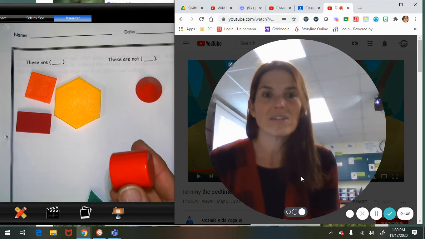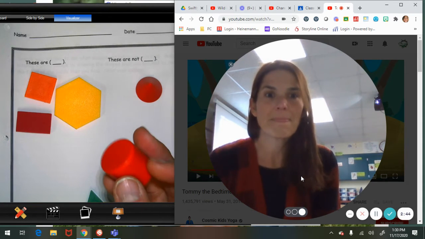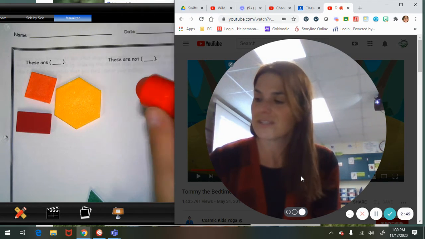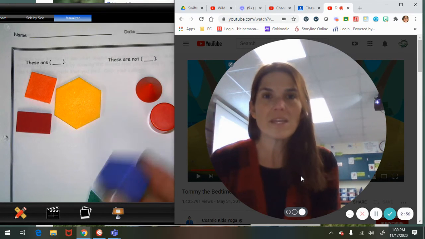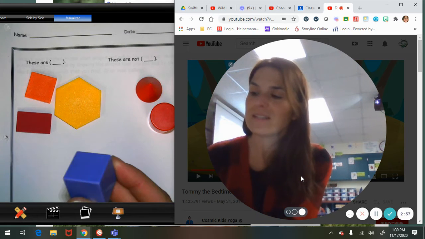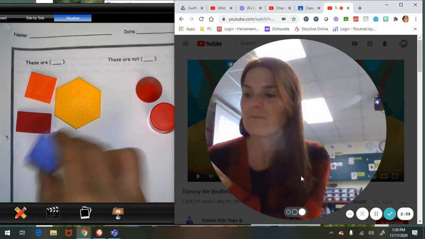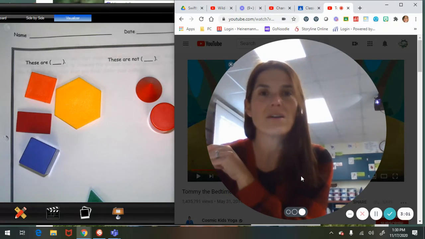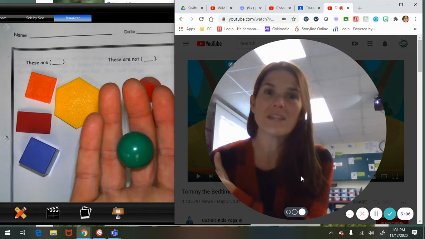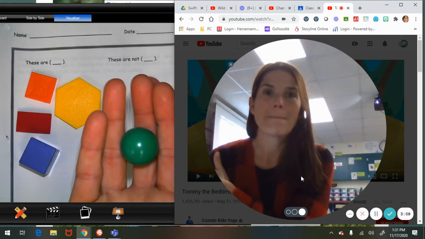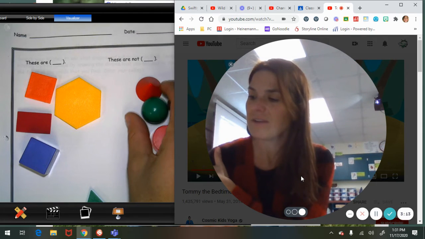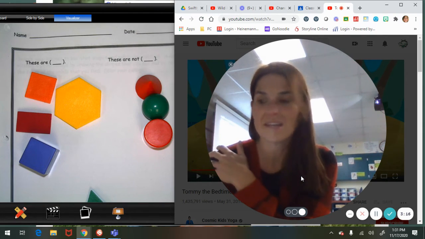The cylinder, does it have straight lines? No, it has round lines, doesn't it? Rounded edges, so that would go over here. What about the cube? Does the cube have straight lines? Yes, it's got a bunch of straight lines, so that would go right here with the other shapes that have straight lines. Would the sphere have straight lines? No, that definitely doesn't have straight lines. So that would go over here with the shapes that are not straight lines.